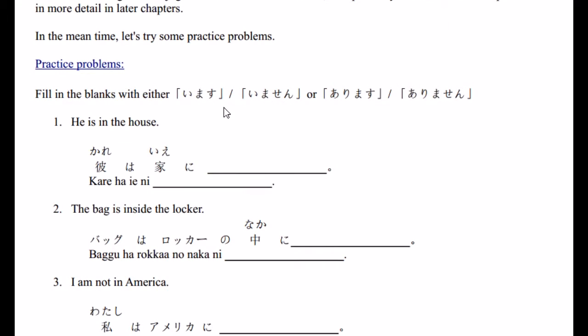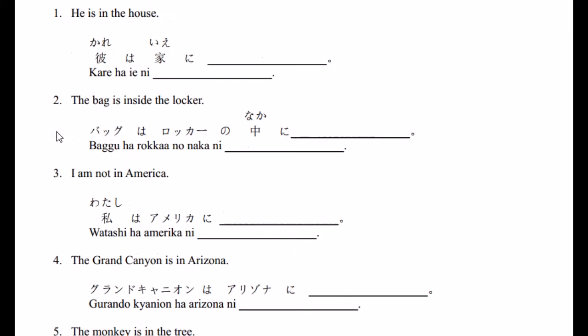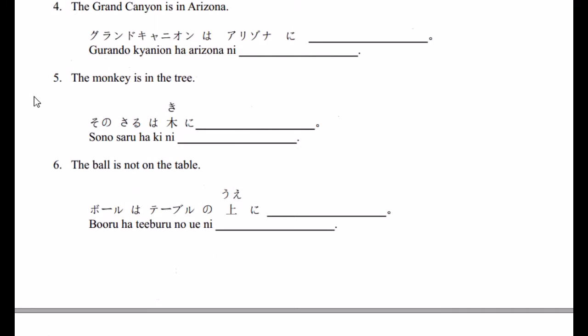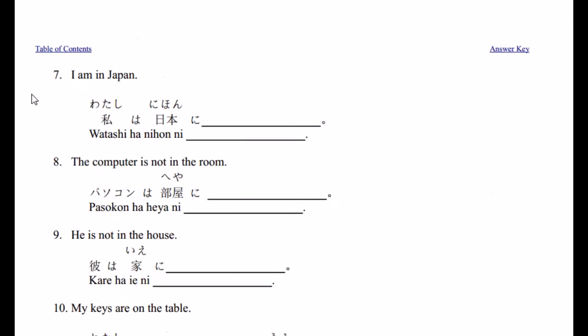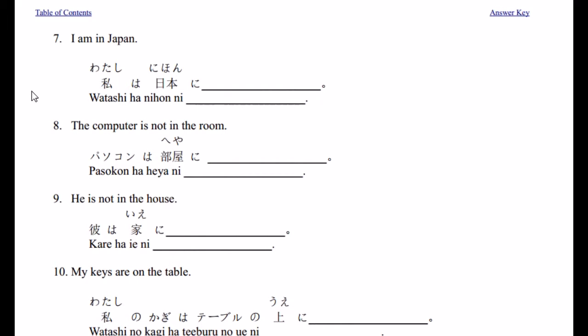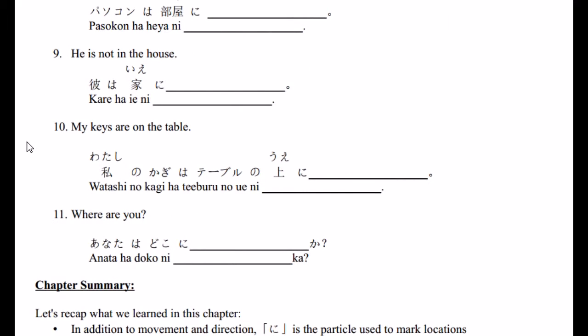Fill in the blanks with either imas, imasen, or arimas, arimasen. So we're going to use the English sentence provided as a guide to fill in the blanks. And as always, be sure to write your answers in Hiragana. All right, so here are the first 4. Pause the video, answer those. Okay, and next, 5 and 6. Pause the video. 7, 8, 9, 10. And the last one, number 11. Okay, so pause the video, answer those.